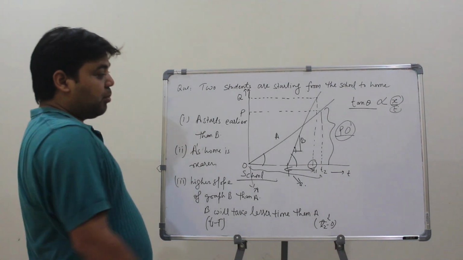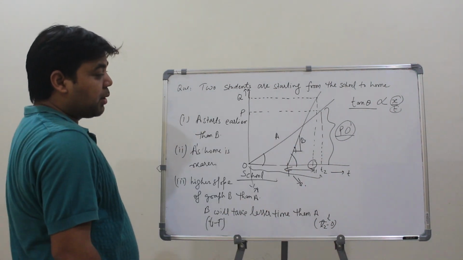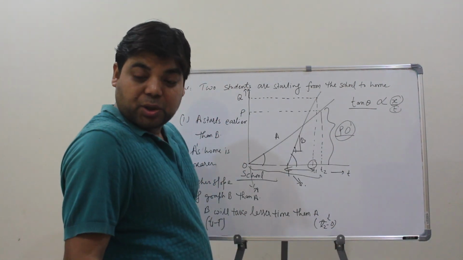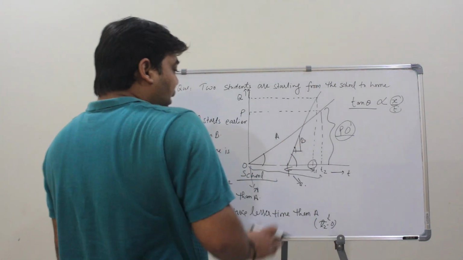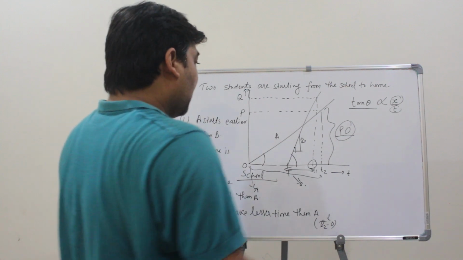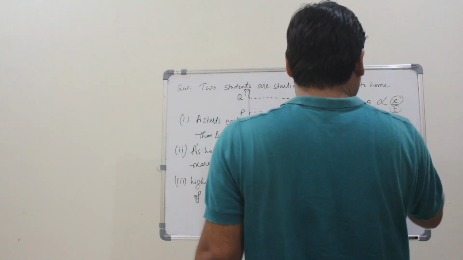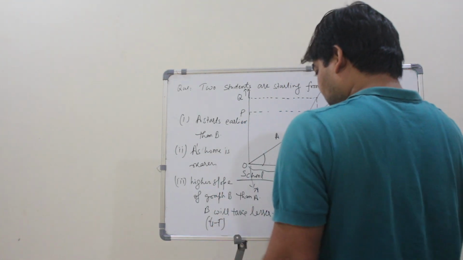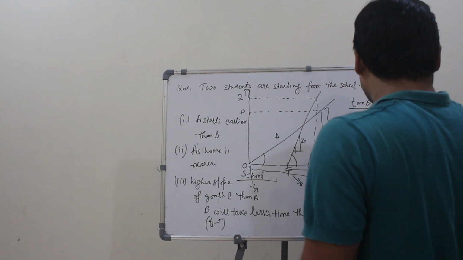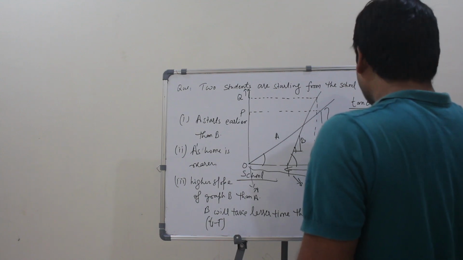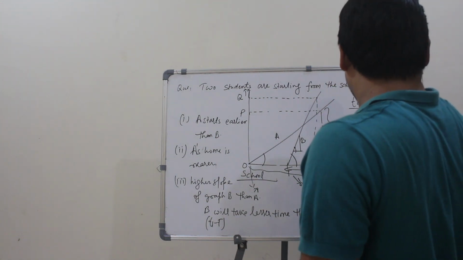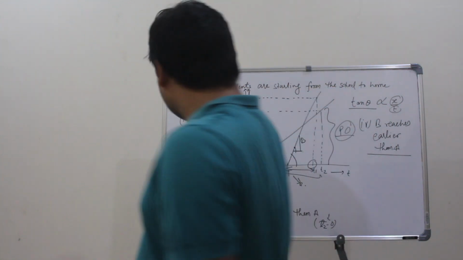So A takes larger time to reach home than B, right? And who reaches earlier? Obviously, B reaches earlier because he is accelerating faster. Both are accelerating, but one has a larger acceleration, another has the lesser acceleration, right? So B reaches earlier than A. If these 2 points were overlapping, then they would have been reaching at the same time, right? So this is all we have in this problem.